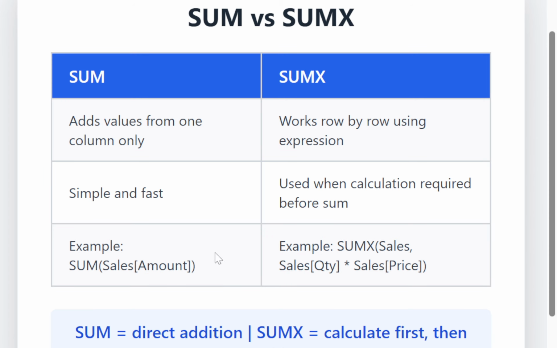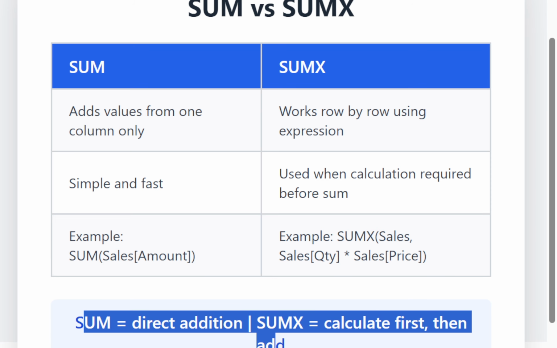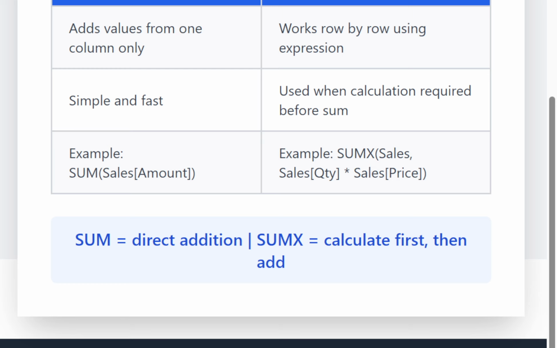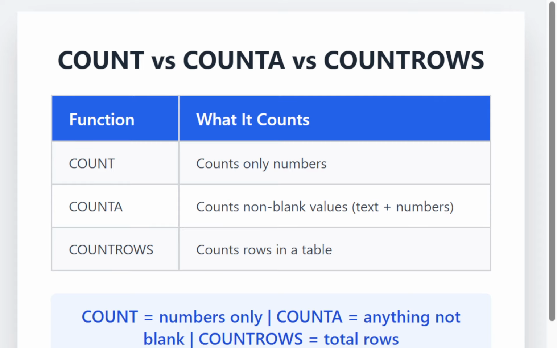Okay, so this is an example of how we can calculate the SUM, and this is an example of how we can create the measure of SUMX. Okay, so this is the direct addition, and SUMX is calculate first, then add. Okay, coming to the next question, which is the difference between COUNT, COUNTA and COUNTROWS. Let's see what is the difference.